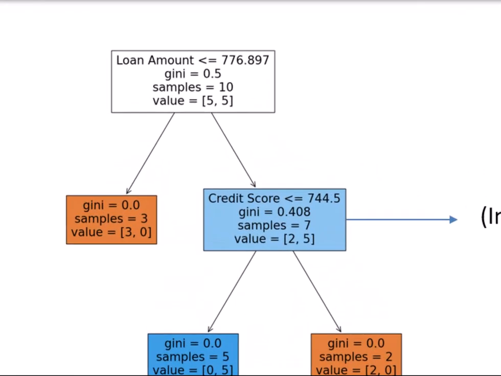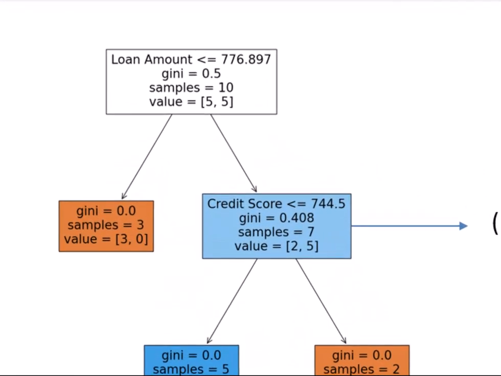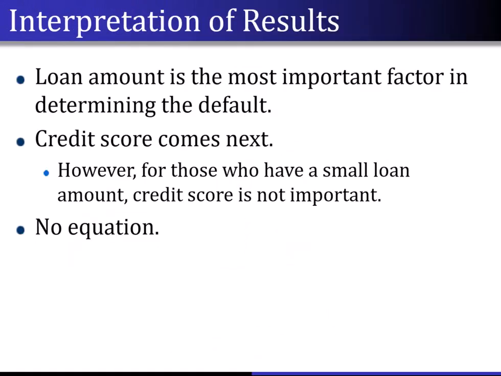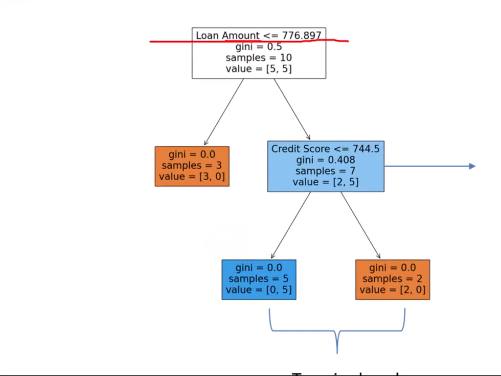Each node displays the rule first, followed by the Gini index. So the rule is loan amount here, and then the Gini index, and then it shows the sample, and then the division. So it's divided by 5 by 5. Based on my data, loan amount is the most important factor in determining the default, and then comes the credit score. However, for those who have a small loan amount, credit score is not important, which is this group.